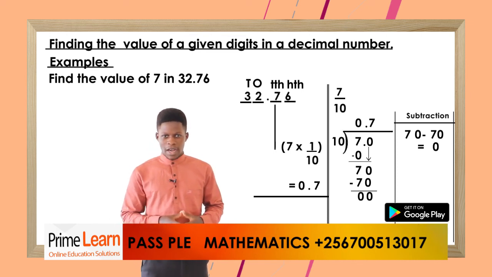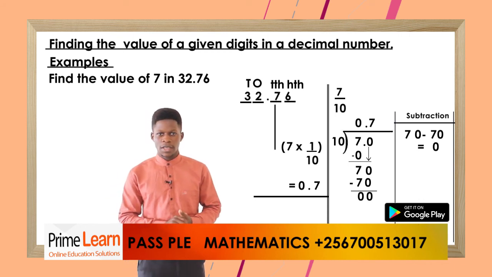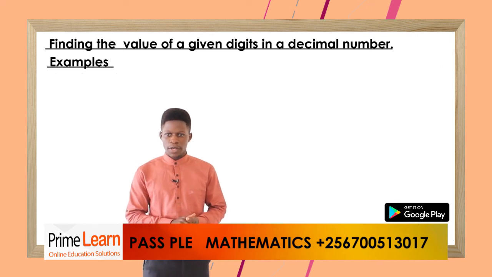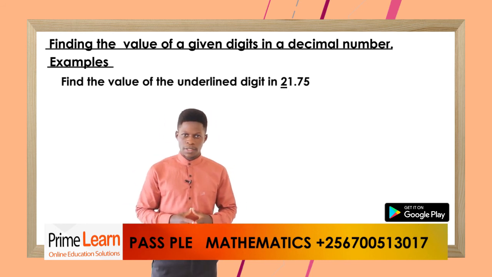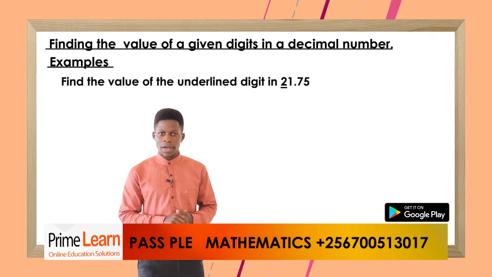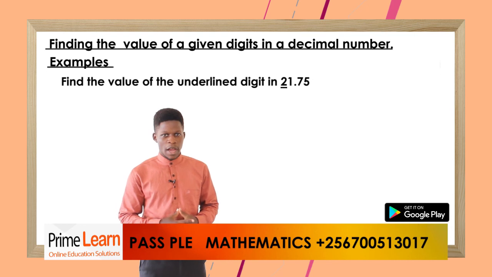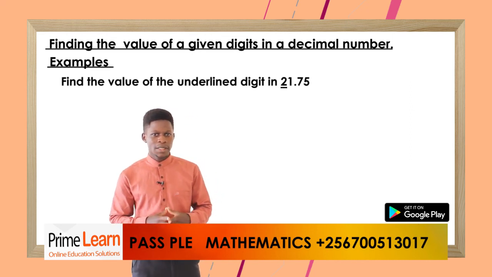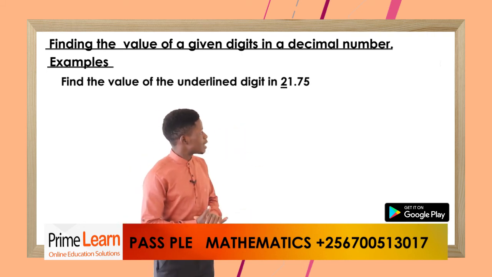Now let's get another example about finding the value of any given digit in a decimal number. This example reads that find the value of the underlined digits in 21.75. Now, my dear learner who is watching there, what we should know is that the first step is always to get the number which they have given us, and we write it again. So we are going to write this number again.